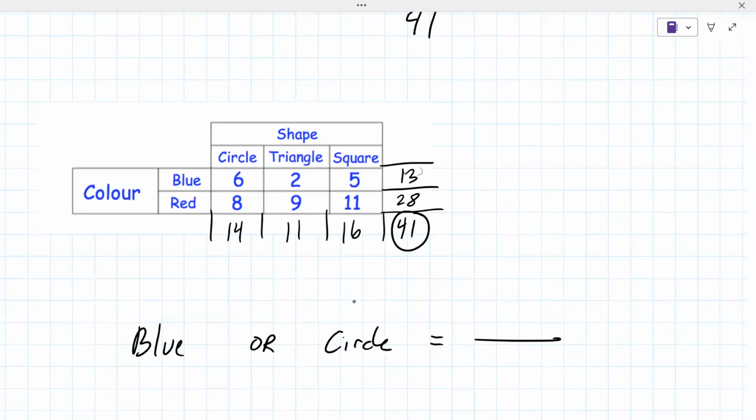Blue or circle. So blue is 13 plus 6 plus 8. But you already counted the 6 for the 13. That's why I recommend writing it out: 6 plus 2 plus 5.